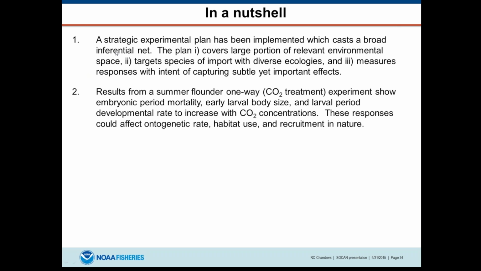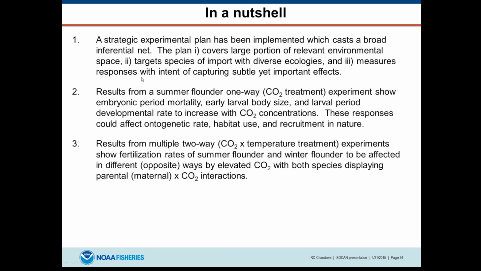Our results from summer flounder show clearly a high mortality with increased CO2 levels for the embryos, and effects on larval body size and developmental rate. And these effects on growth rate or development clearly have a relationship to habitat use and recruitment in nature for this species. Our results from the gamete experiment show these 2 species do respond quite differently to high CO2 levels, and even the populations of winter flounder respond differently from each other. All show evidence of a parental by CO2 interaction.